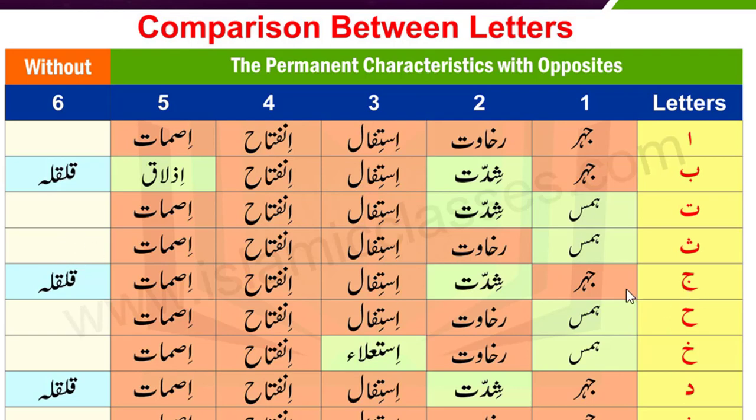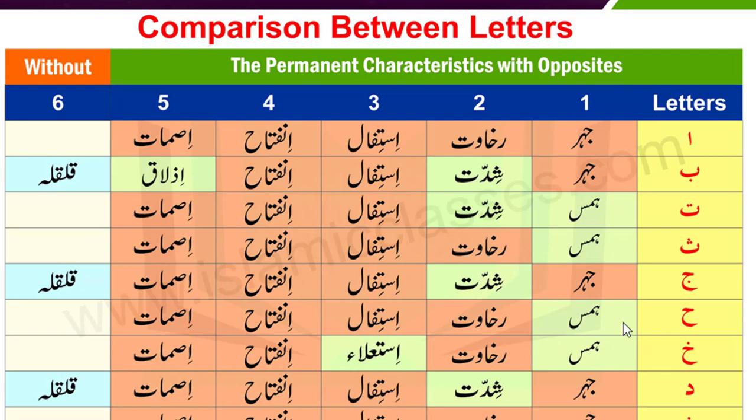The next is jim. It has jahar quality. There is no hams in the jim, as we cannot flow the air in our mouth. It has shidda. We are just discontinuing the sound. Right? That is shidda. And it has qalqala, so we also release the sound, and the qalqala sound comes.